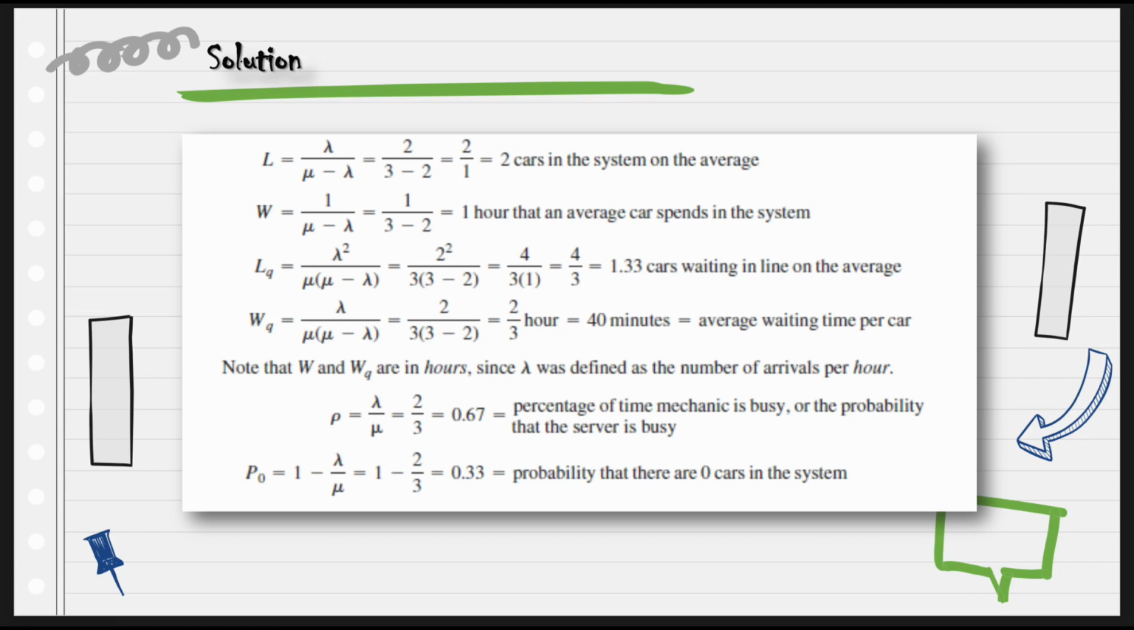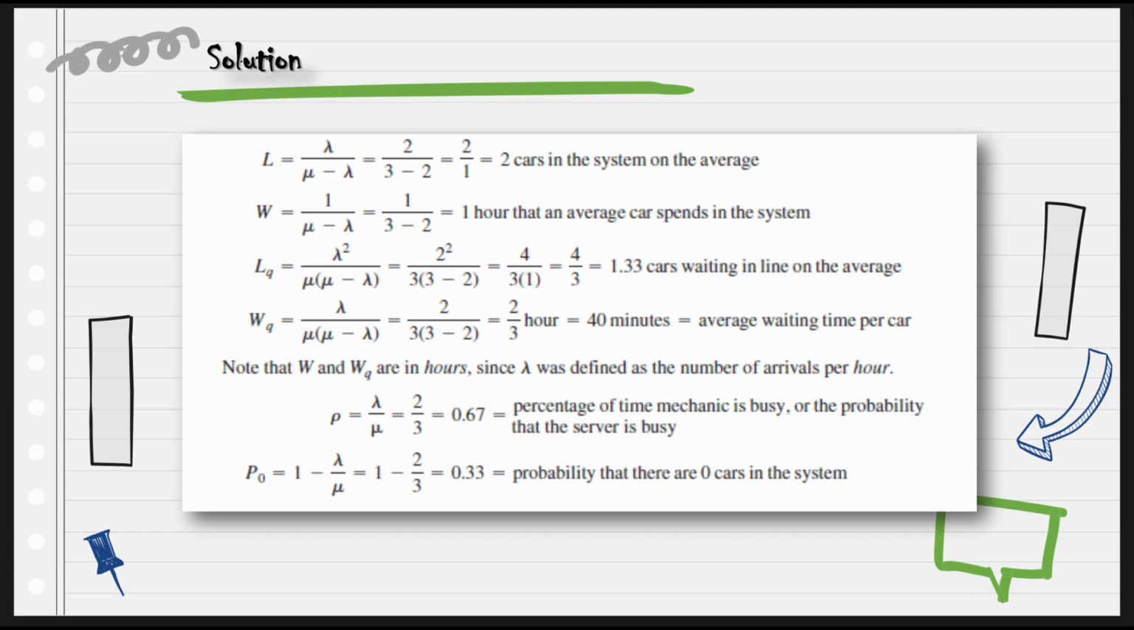Second, in solving the average time a car spends in the system, we will have W is equal to 1 divided by 3 minus 2. We will come up with an answer of 1 hour that an average car spends in the system. Third, we are going to solve the average number of customers in the queue.